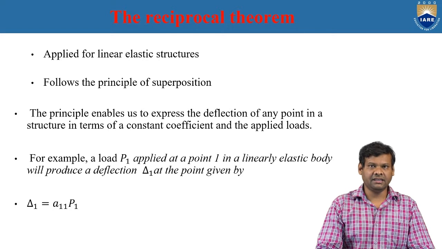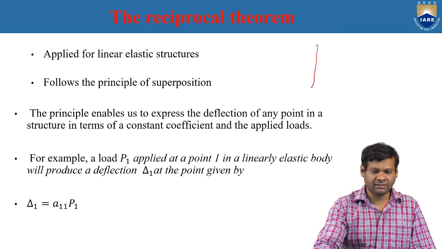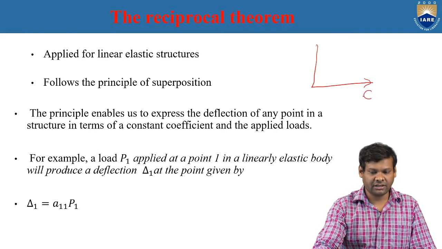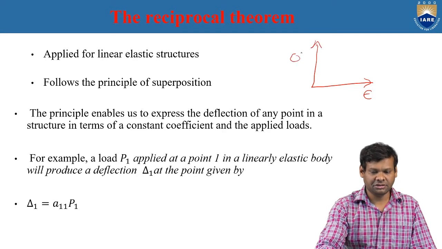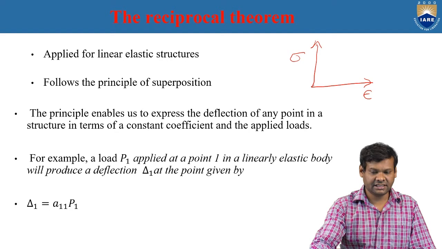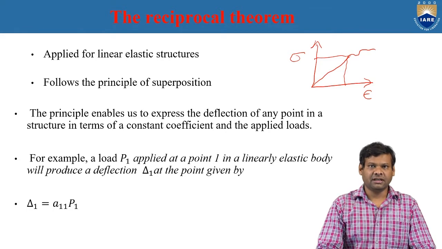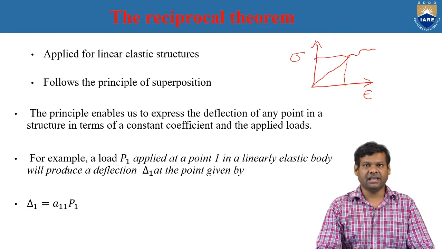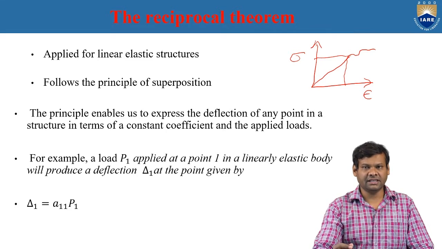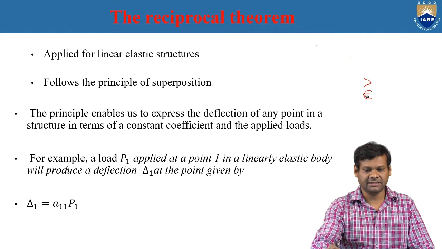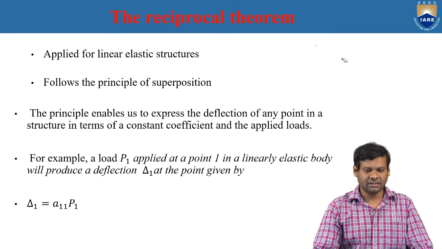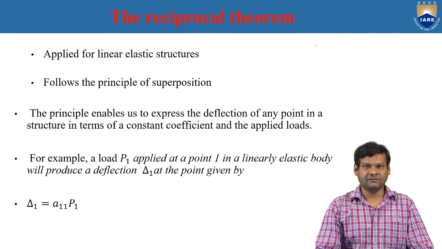Here we have taken a linear elastic member or body. Linear elastic signifies that when we plot epsilon and sigma, you are all aware that there is an elastic curve and a yield, something like this. We are at this elastic point, where Hooke's law holds good, that is, sigma is equal to E epsilon. All the theories which we are going to study are based on linear elastic theory, that is, Hooke's law holds good. Moreover, it follows the principle of superposition.